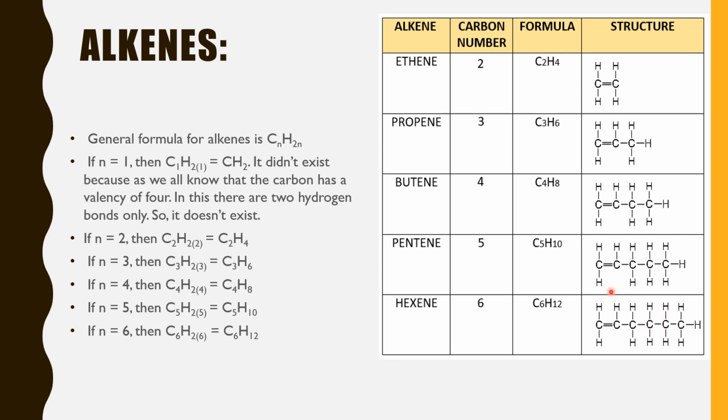As we all know, these are the root words: eth, prop, but, pent, hex. This is the alkene, so it ends with ene: ethene, propene, butene, pentene, hexene. If the carbon number is 2, it's eth; carbon number 3, it's prop; carbon number 4, it's but; carbon number 5, it's pent; and carbon number 6 is hex, and so on up to 10, which is dec, etc.